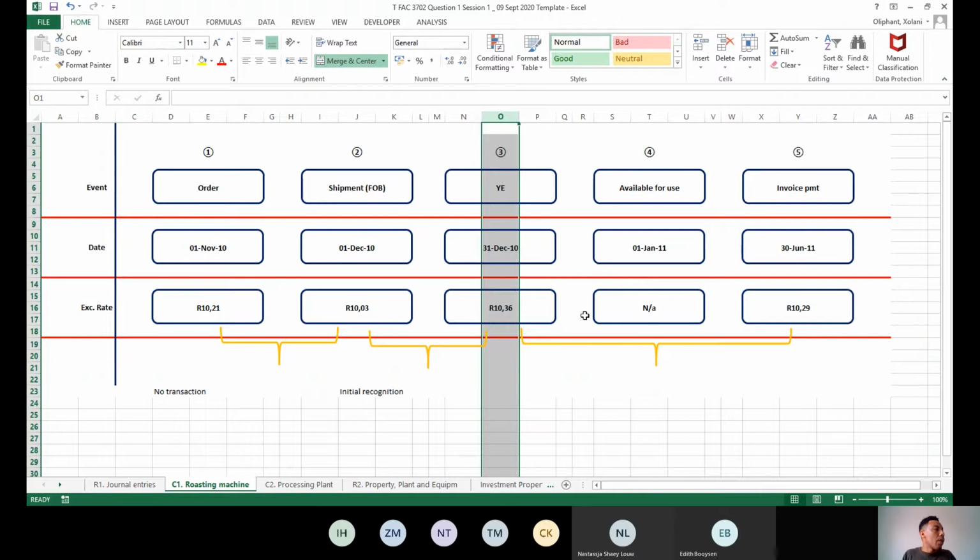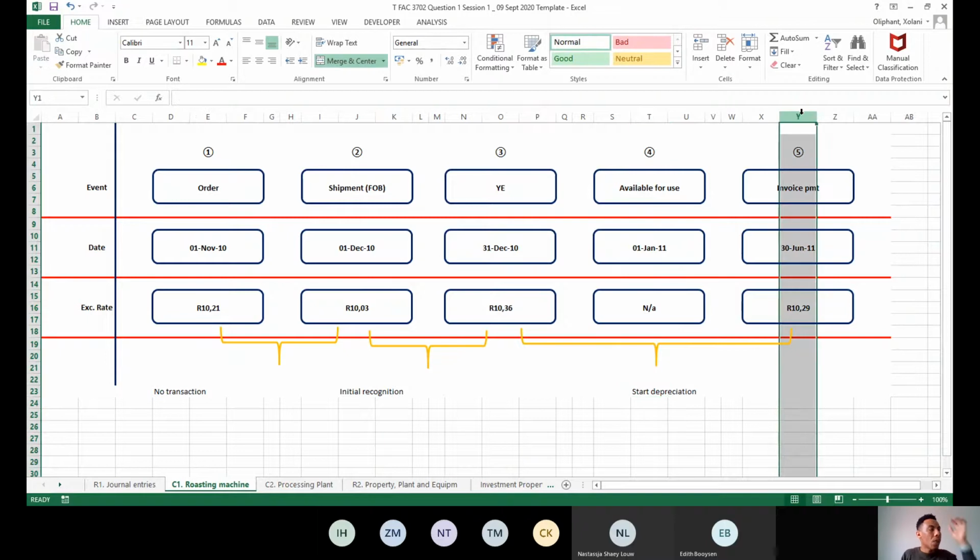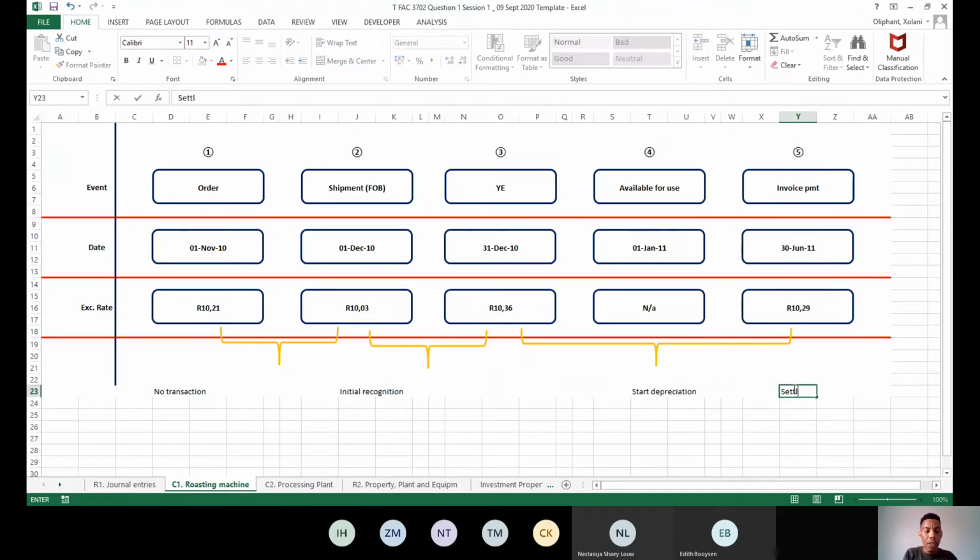Fine. We move on further, and they say on the 1st of January this was available for use as intended by management. To me, that is the trigger to say that we can then start depreciating. And then what happened here is that we also then paid. So here there was a settlement of the debt, or settlement of the creditor, whatever you call it.